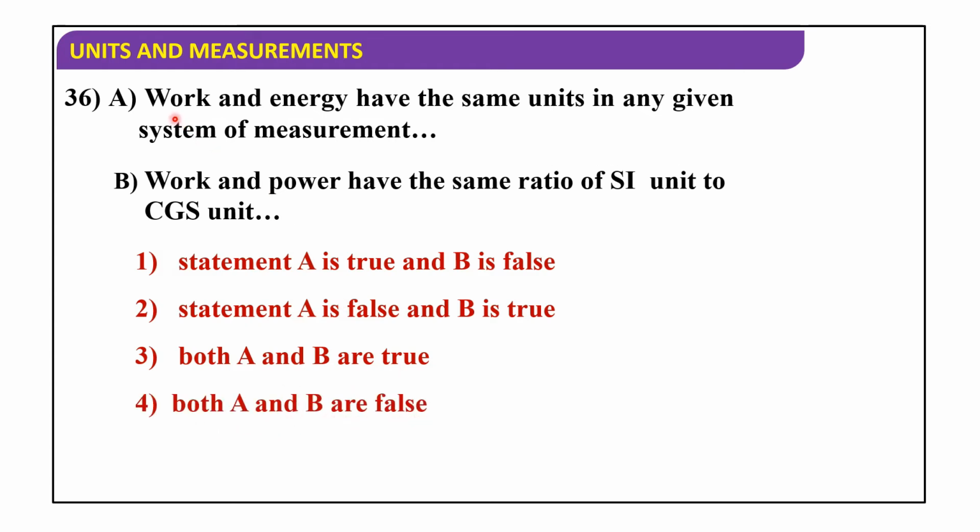Here in the first statement, work and energy have the same units in any given system of measurements. Work and power have the same ratio of SI unit to CGS unit. Here both A and B are true. Both are the correct statements.